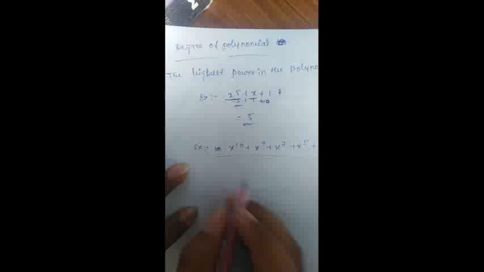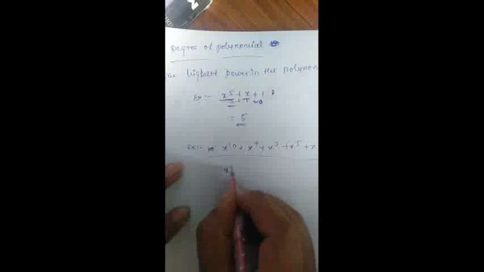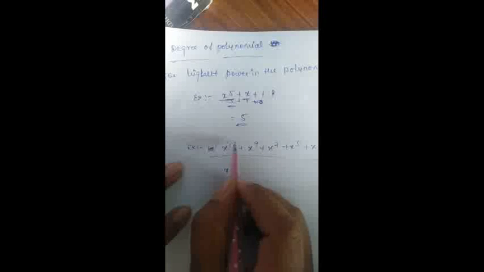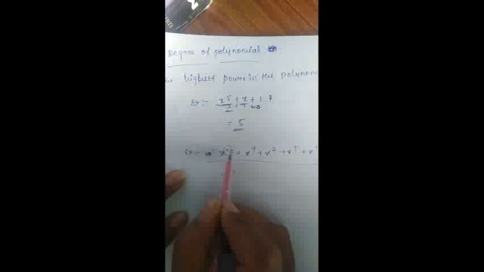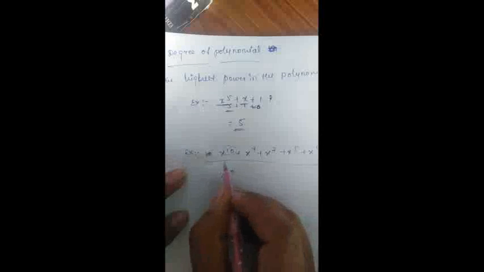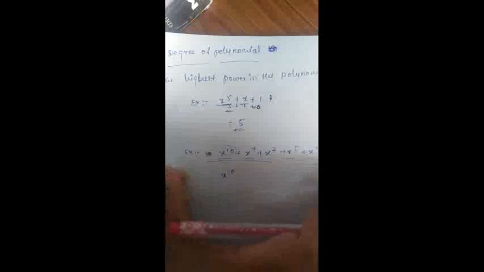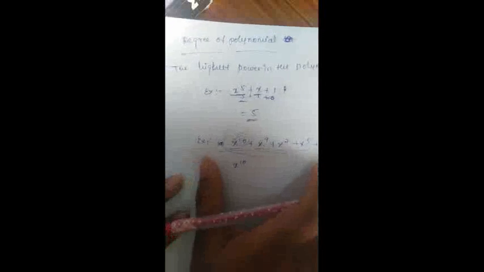In this equation, which one is the degree of the polynomial? x to the power of 10 is the degree of the polynomial. Why? Because it is the highest power in the polynomial. So we call this the degree of the polynomial. For the variables in the equation, we take each term, and the highest degree we have in the equation is the degree of the polynomial.